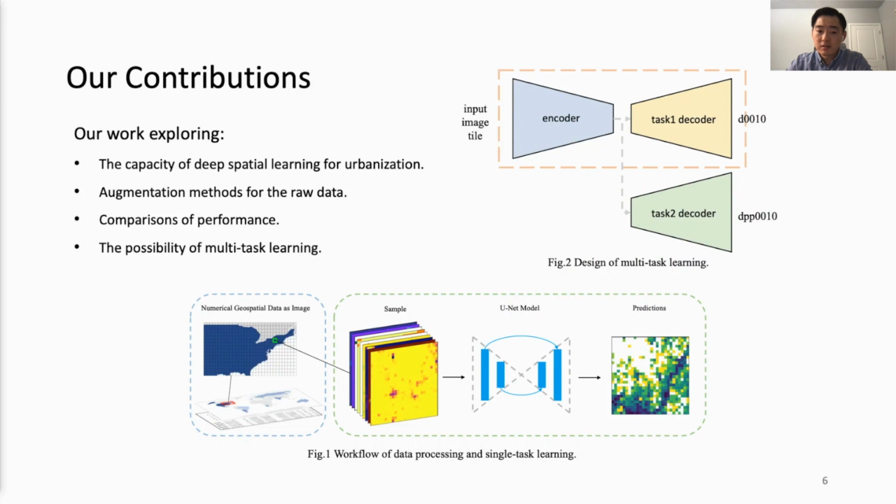We find that deep learning, with its proven capacity to capture complex spatiotemporal phenomena, has not been applied to urbanization modeling. So in this paper, we describe our work as exploring the capacity of deep spatial learning for the predictive modeling of urbanization, and we also explored the augmentation methods for the raw data to enable the deep spatial learning training. We also explored the comparison of performance level of our deep learning model and a classic machine learning model, SELECT, on producing short-term urbanization predictions. And we also investigated the possibility of multitask learning.